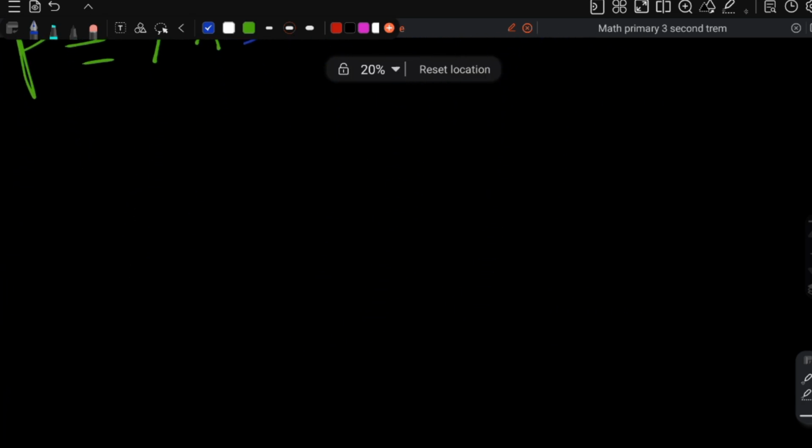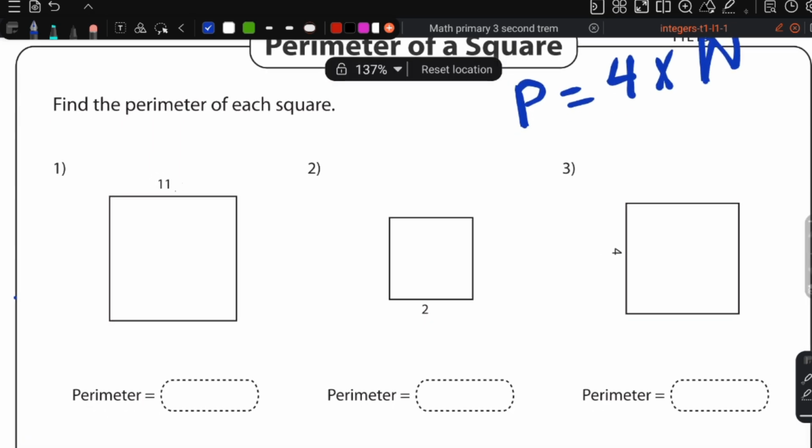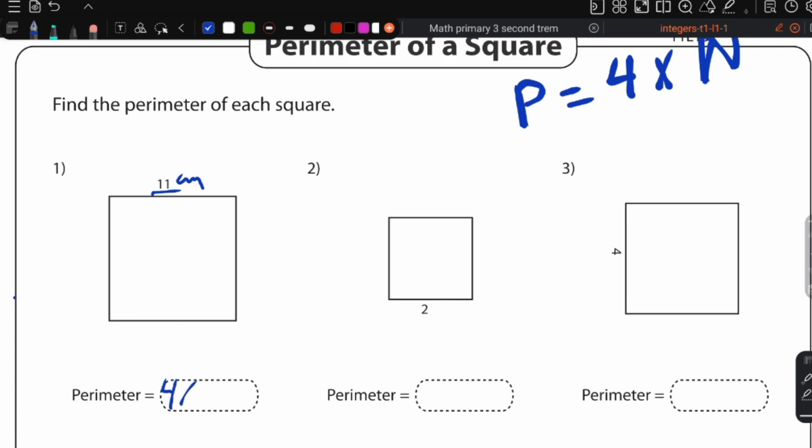Okay, let's go solve some questions. Find the perimeter for each square. So I know the rule of the perimeter: P equals 4 times N, or we can say S, for example. The first one, he gave me a square of 11 centimeters. He forgot the unit. And he asked me about the perimeter. So I have the side length here, 11, and I will replace it for the letter N. 4 times 11 will be what? Yes, exactly 44 centimeters. Don't forget the unit.